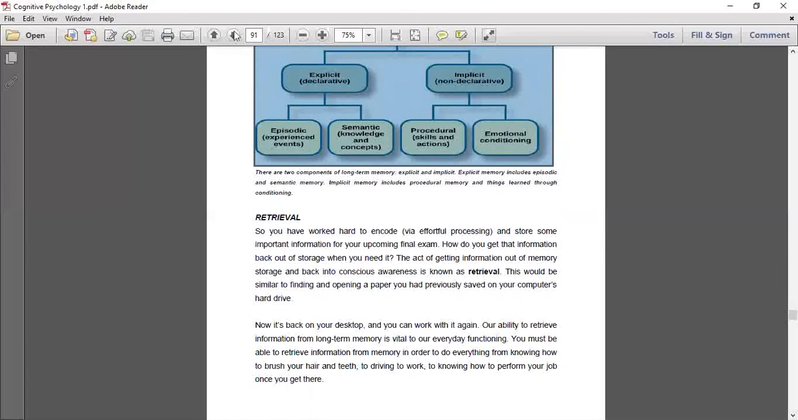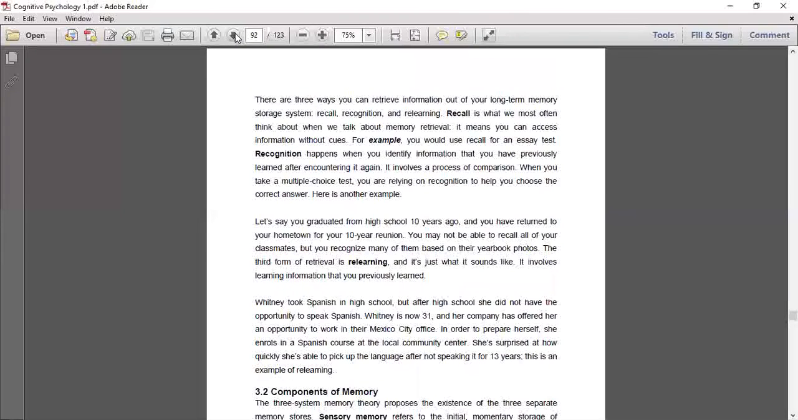Retrieval of information also comes in three categories. Recall is what we most often think of when we talk about memory retrieval. It means you can access information without cues. When you say without cues, it means without guidelines or without hints, isn't it? For example, you would use recall for an essay test. When you're writing a test that we send, I'm sure you will recall. You recall, it's like, okay, okay, okay.